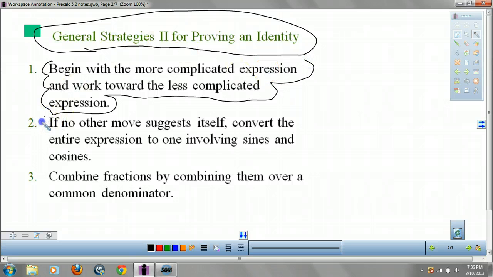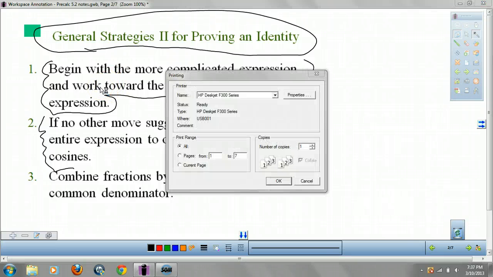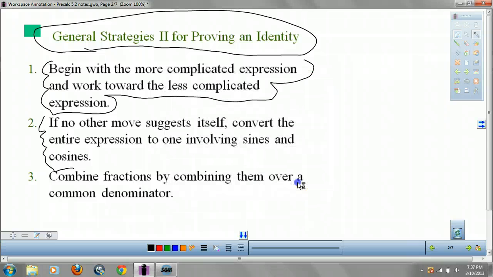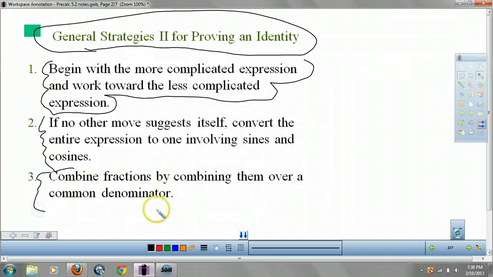Next, if no other move suggests itself, convert the entire expression to one involving sines and cosines, and combine fractions by finding a common denominator. This is going to be a big one that I like a lot, that we use a lot.